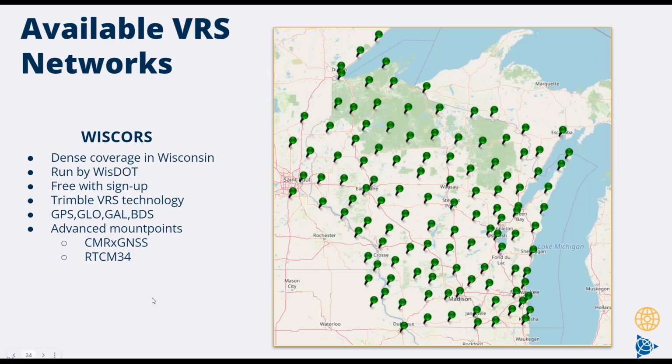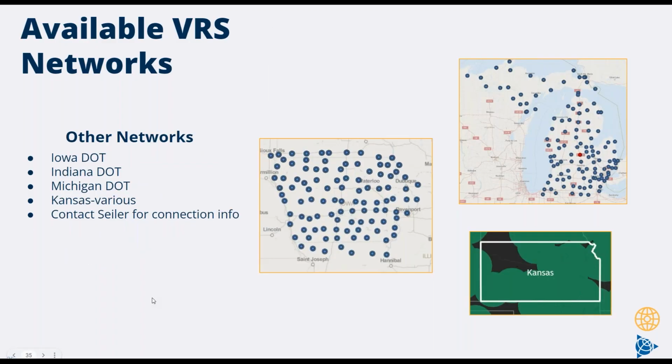And then as we move on to basically Iowa and Michigan in particular, there's other networks that cover that. They're run by the state DOTs in Iowa, Indiana, and Michigan. We've had good luck with those. Not many issues there. I think Indiana just recently upgraded to Galileo and BeiDou, so get in touch with them or contact us if you need to get the settings for that.